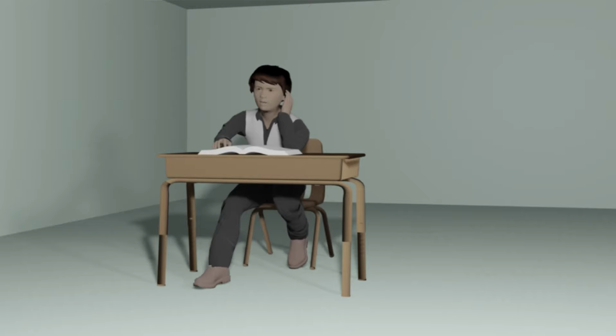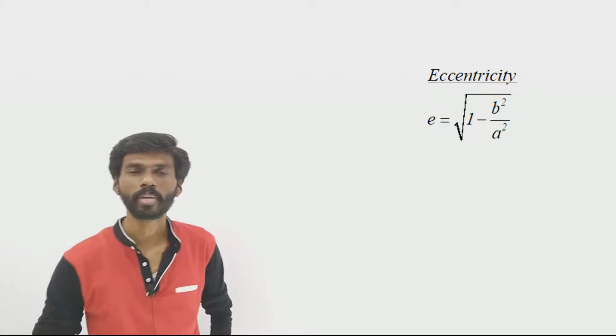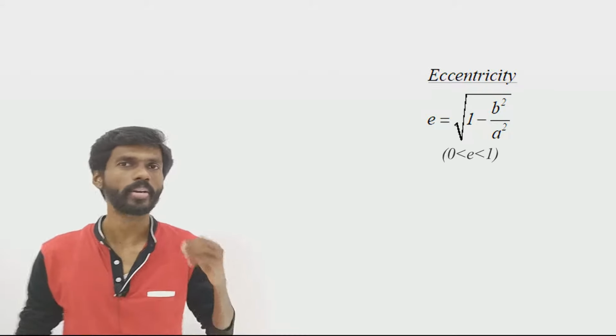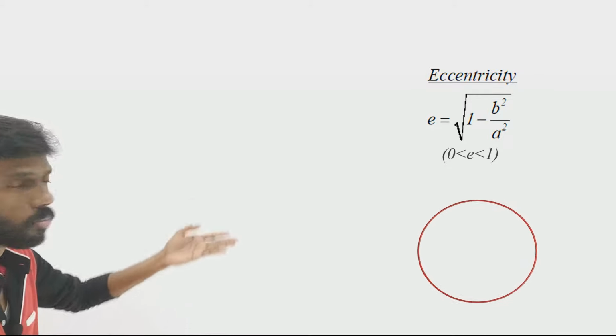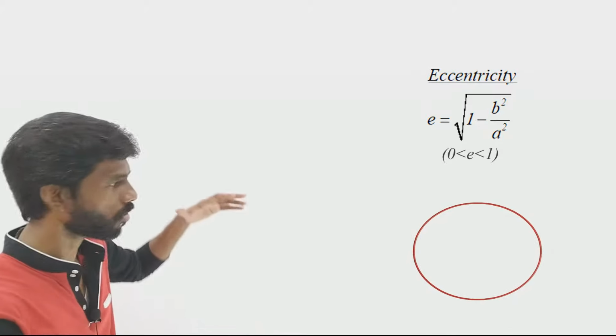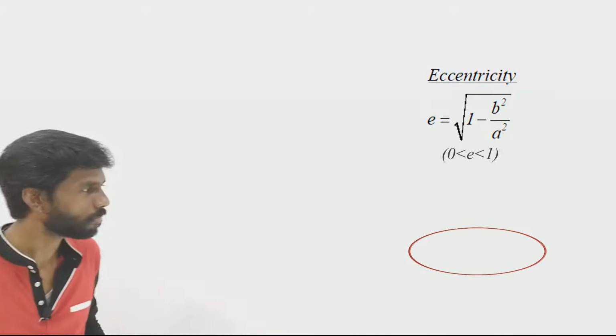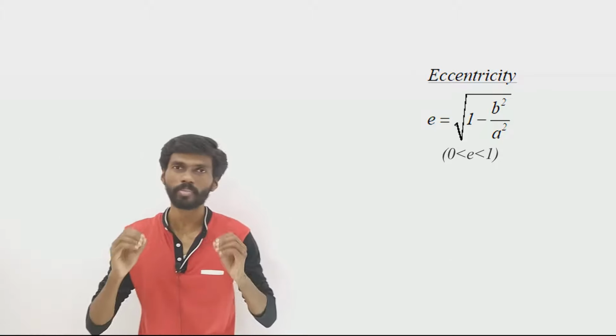What is the significance of this eccentricity? This eccentricity gives you an idea of how close this ellipse is to the circular shape. Eccentricity lies between 0 and 1. The closer the value of eccentricity to 0, the more it will look like a circle. And if eccentricity tends to 1, it will be like a flattened ellipse, more like a straight line. So eccentricity lies between 0 and 1 in a way that defines the shape of this ellipse.